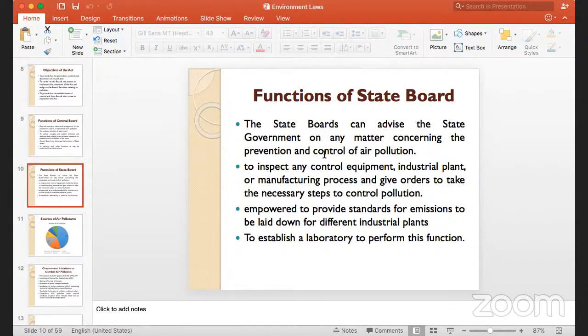Now look at the functions of the state board. The state boards can advise the state government on any matter concerning the prevention and control of air pollution.